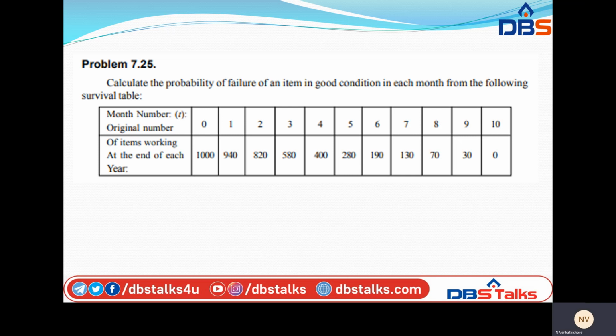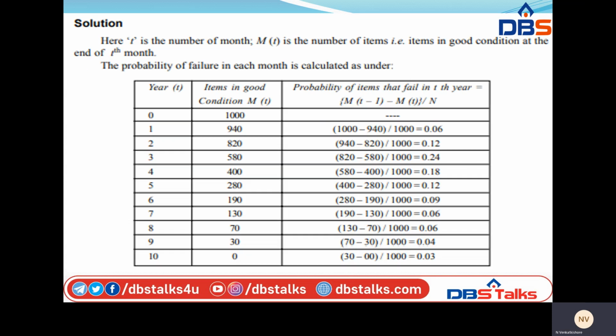At the end of 10 years, or 10 months, the number of items in working condition is zero. That means no item was under working condition, so all the items had failed by the 10th period. Now tabulate the formula. Here T is the number of months and M of T is the number of items in good condition at the particular time period, that is, at the ith month.